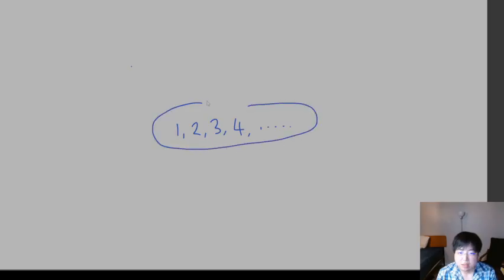So we have 1, 2, 3, 4, this kind of counting numbers, and these numbers are called natural numbers. Okay, natural numbers. And then including natural numbers, so not outside of natural numbers, so including 1, 2, 3, 4.